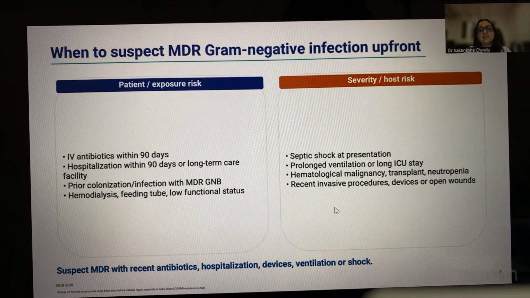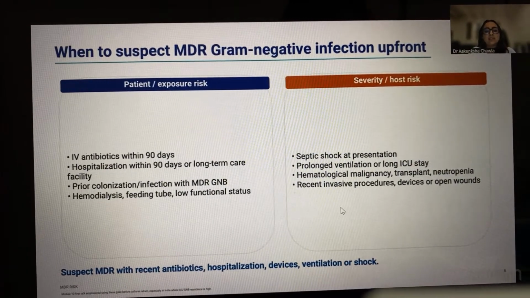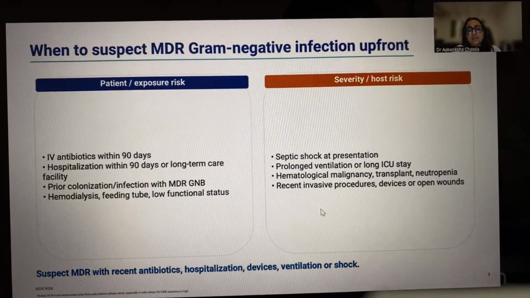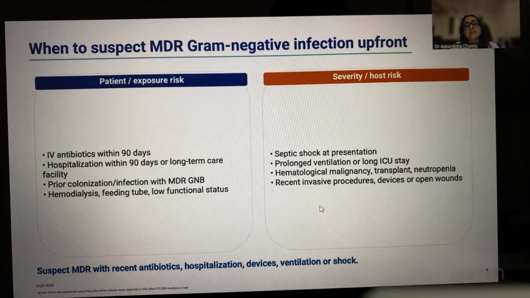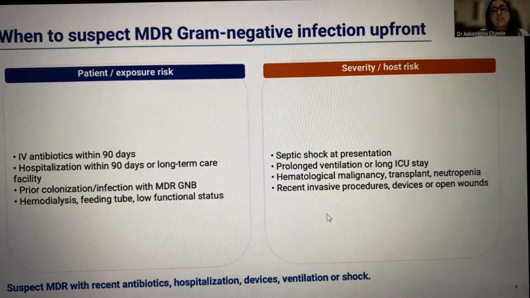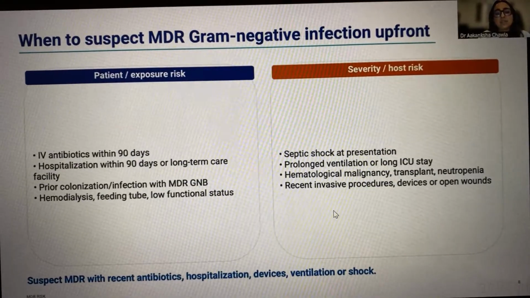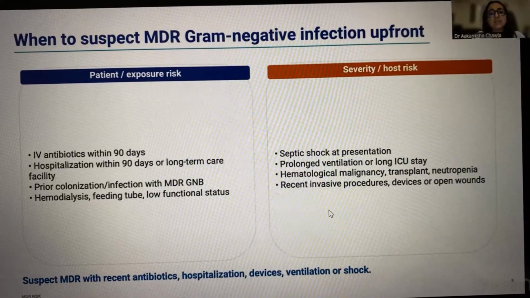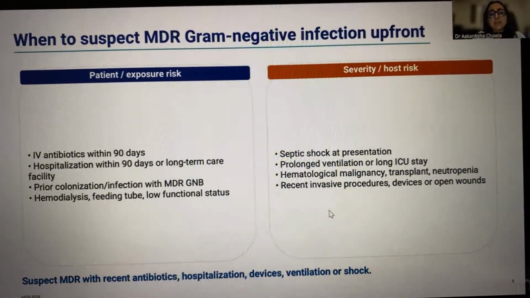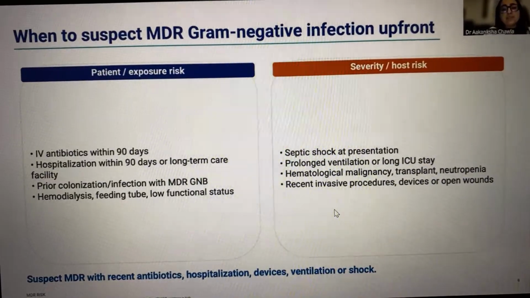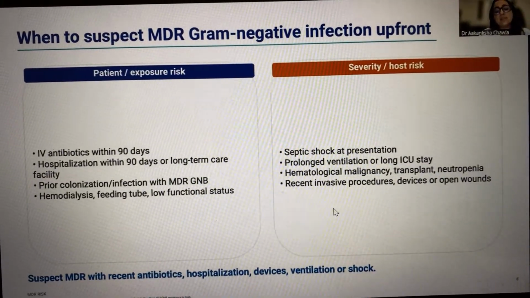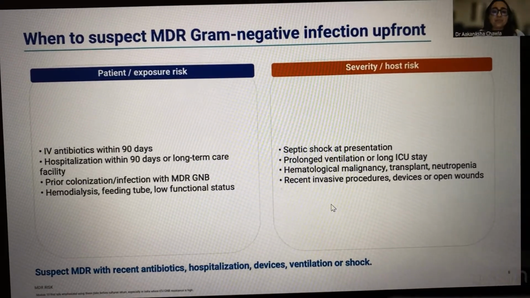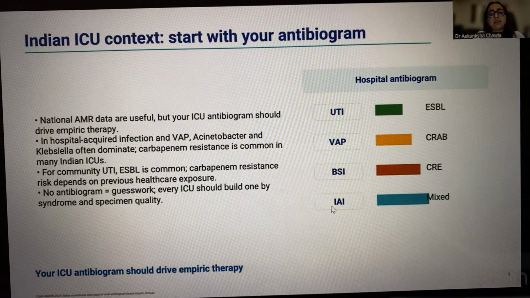Infection with MDR bugs, patient on hemodialysis, patients with low functional status. How would you understand the severity? Patient will present in septic shock, may have a history of prolonged ventilation or long ICU stay, immunocompromised hosts, neutropenics, transplant patients, hematological malignancies, patients who've undergone recent invasive procedures. So with this clinical flow, it tells you upfront the possibility that you might be dealing with an MDR.